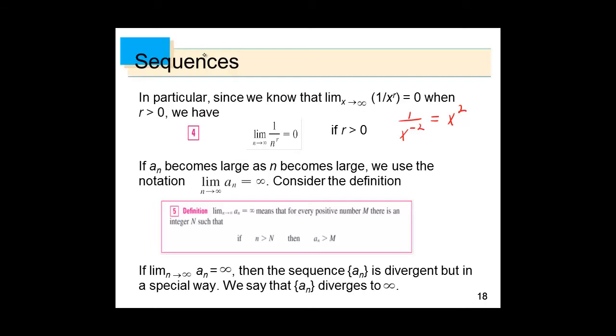If the limit is infinity or negative infinity, we still say that the sequence is divergent, okay? We don't say that the sequence is convergent if the limit is infinity or negative infinity. The sequence is convergent only if the limit exists as a number.